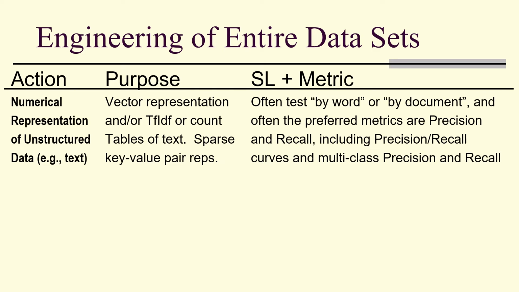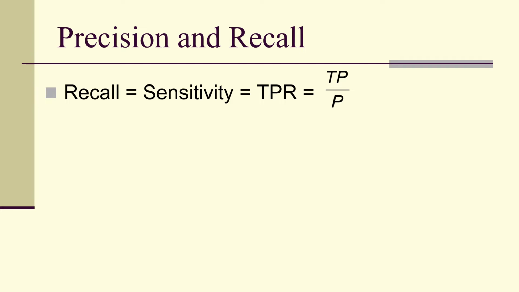So what about engineering entire data sets? There you want, for instance, numerical representations of unstructured data. Well, why do you do that? Well, you want vector representations or tables of some kind. And you can test this often by word or document, and typically precision recall curves are used. So let's recall precision and recall.